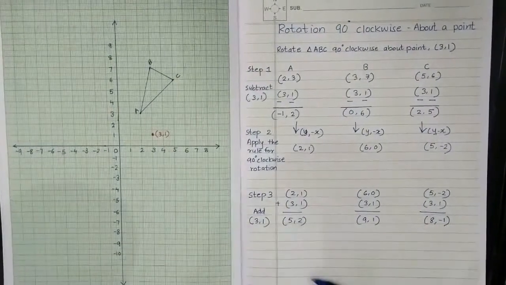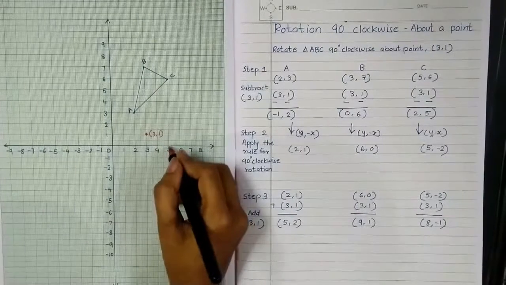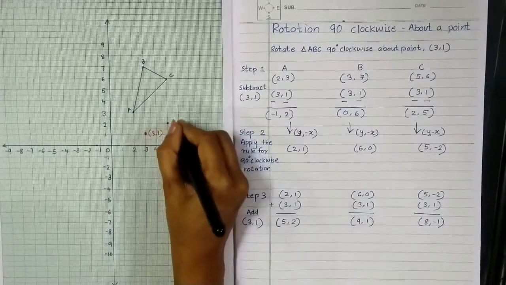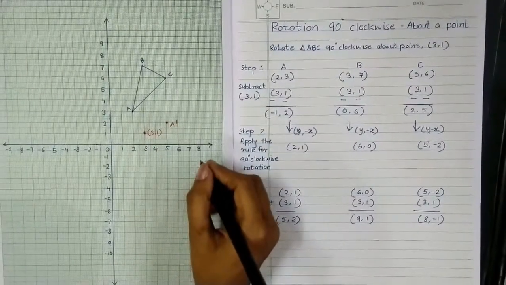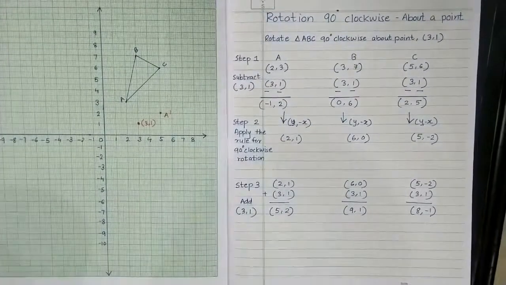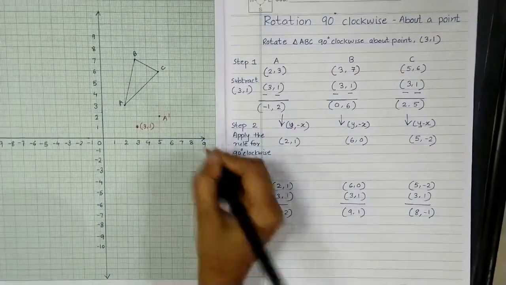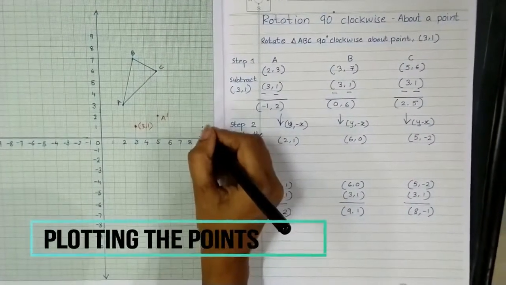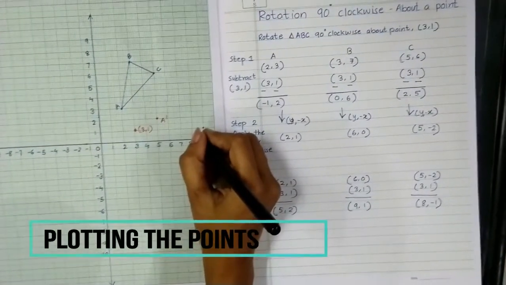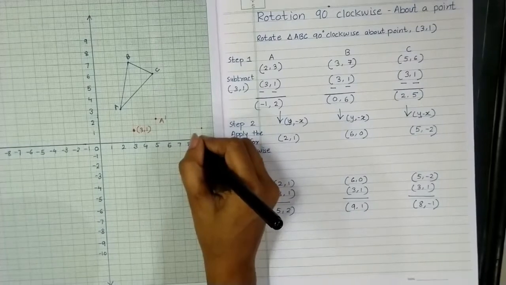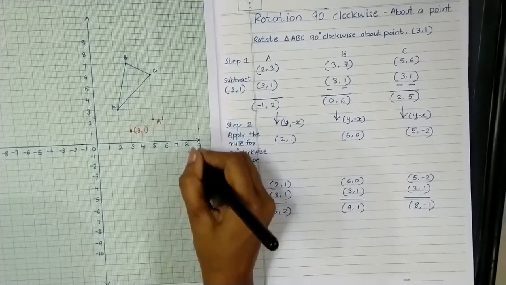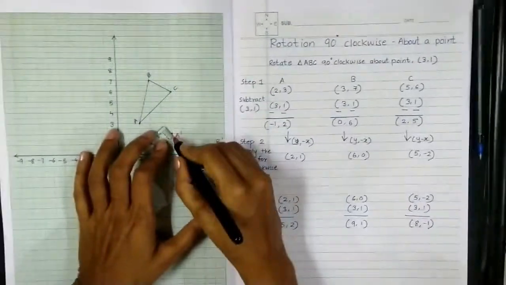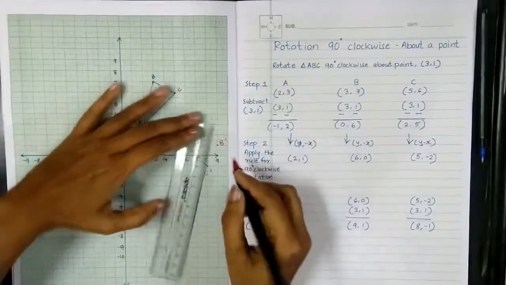So my first point here is (5, 2). So this is point 5. This is 2. So this is going to be my point A dash. Second point is (9, 1). So 9 here on x-axis and 1 on the y-axis. So that's my second point, (9, 1). And my third point is (8, minus 1). So 8, minus 1. After all three new points are plotted, you can take a ruler and join the newly plotted points.